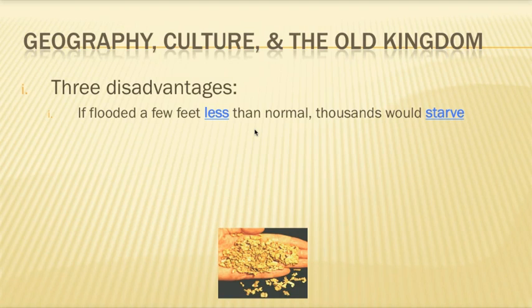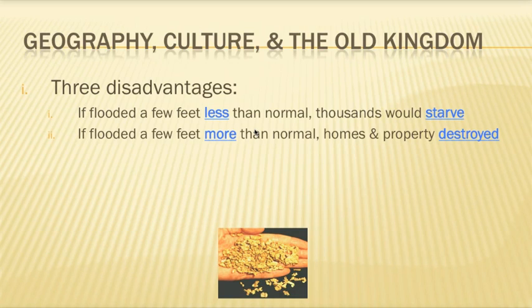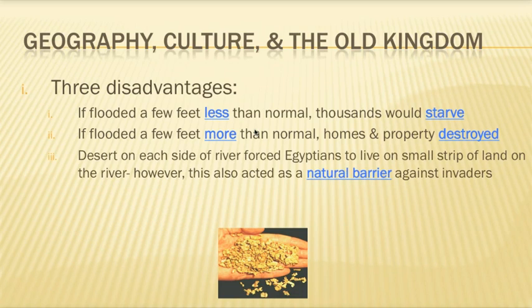Now, three disadvantages of the Nile. Like we said, if it flooded a few feet less than normal, thousands would starve. That leaves you with less rich silt. So definitely you want a lot of flooding. But of course, that's our other disadvantage. If it flooded a few feet more than normal, homes and property would be destroyed. Again, you didn't know how much it was going to flood. You knew it would flood roughly. You knew about the time it would flood, but you didn't know how much.